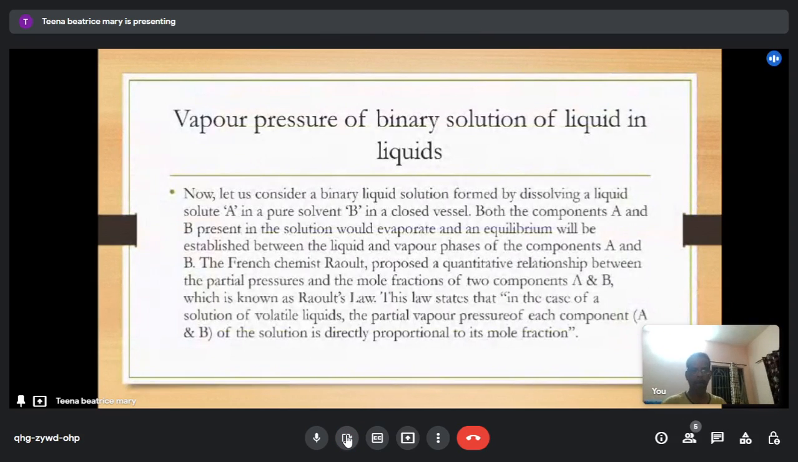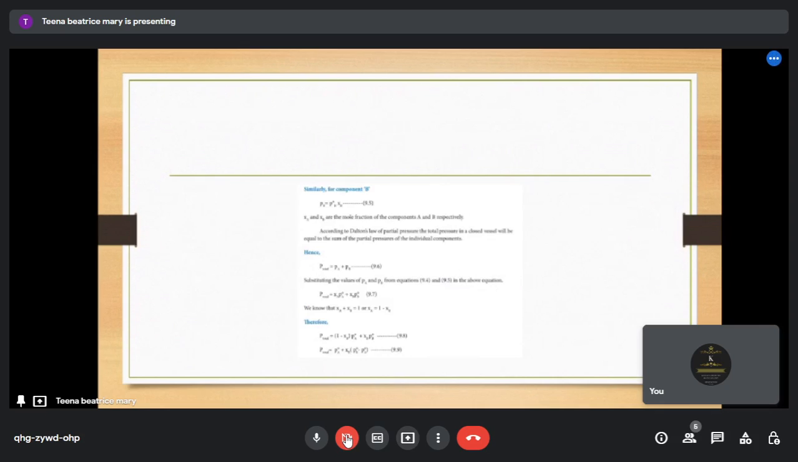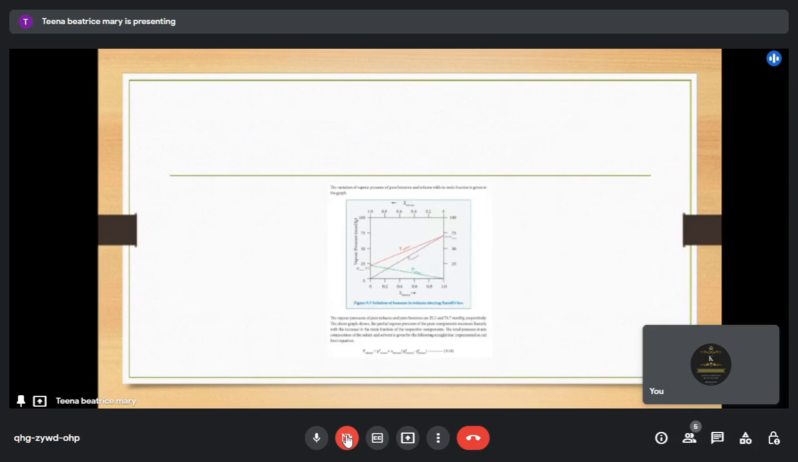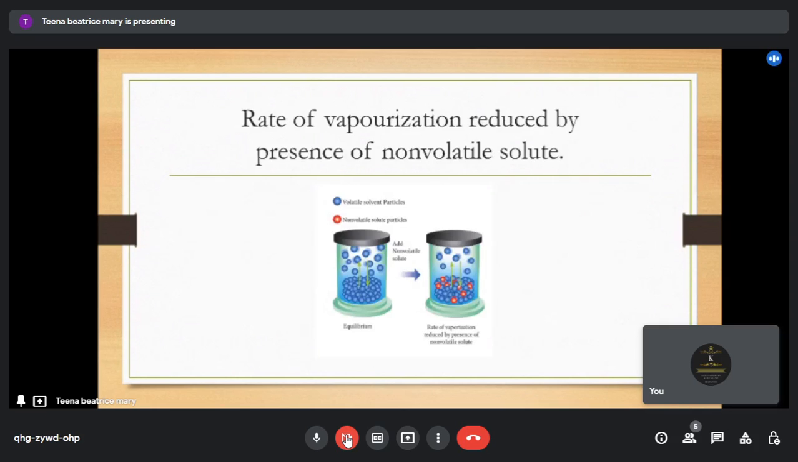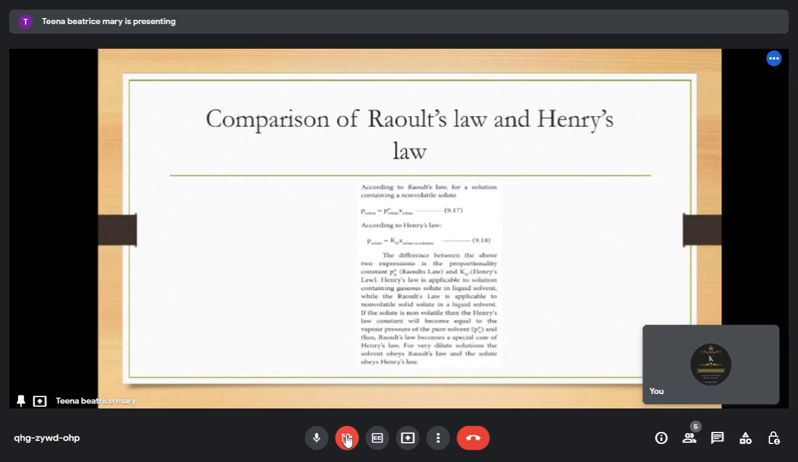liquids in solids. According to this, we saw two components taken in a closed vessel. Under this closed vessel, the partial vapor pressure is directly proportional to its mole fraction. It obeys Raoult's law. And when we compare Raoult's law and Henry's law, we get a value expressed here, that P naught A, the proportionality constant.